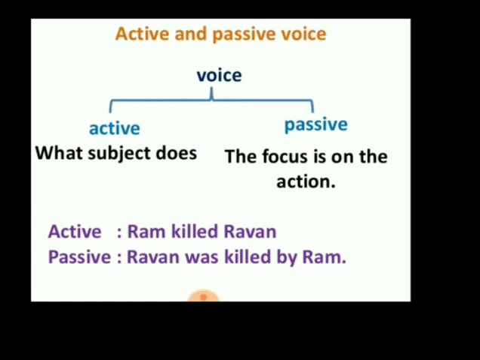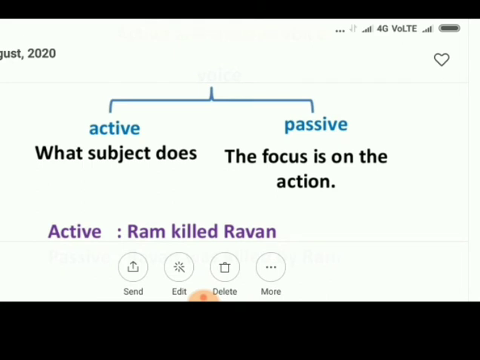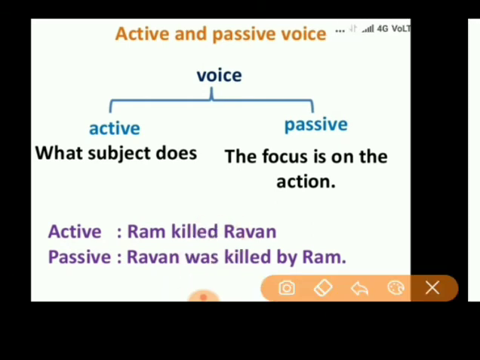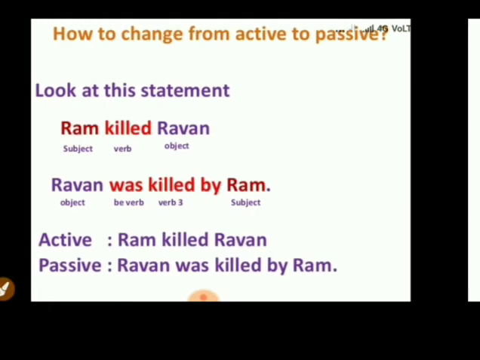Okay, dear children, like we have an example over here. Ram killed Ravan. Okay, so Ram is the subject. But in the passive sentence, see, Ravan was killed by Ram. Okay, so here the focus is on what? Yes, the focus is on the action, was killed. Understood, dear children?